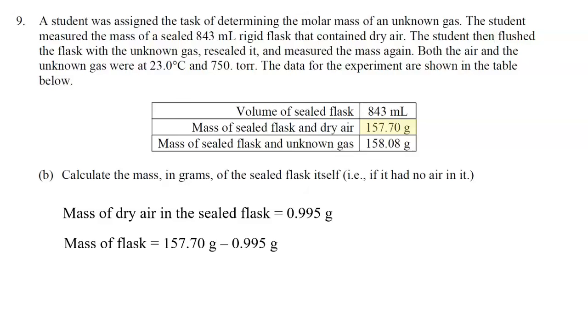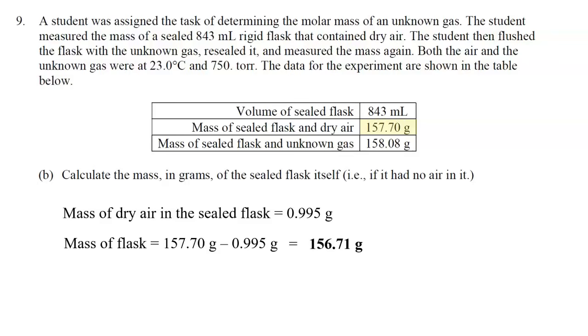So 157.70, the combined mass of the flask and the dry air, minus 0.995 grams, the mass of just the air, that will give us a value of 156.705 grams. And what I'm going to do is round off this answer so that it matches the precision of the scale that was used in this experiment, which means I'm going to round it off to 2 decimal places. So my answer to part B is 156.71 grams, the mass of the empty sealed flask.